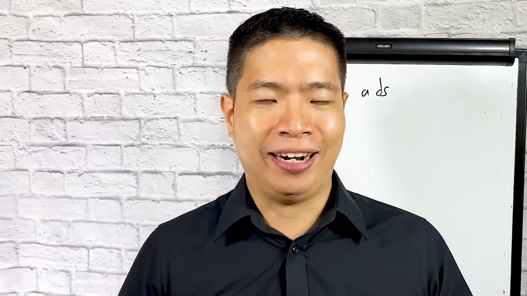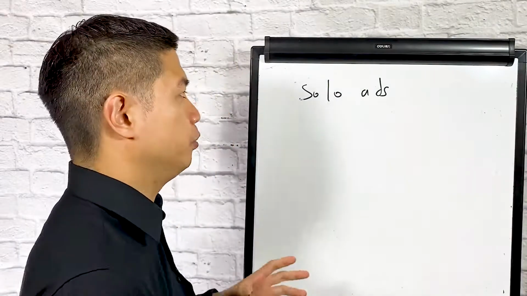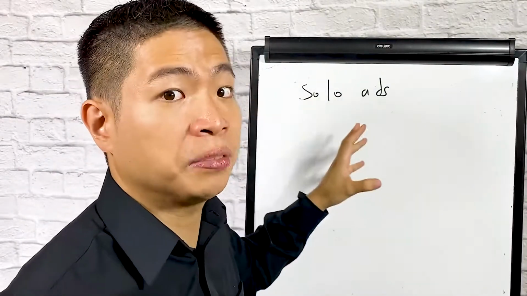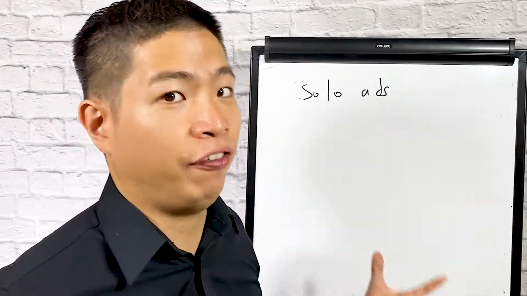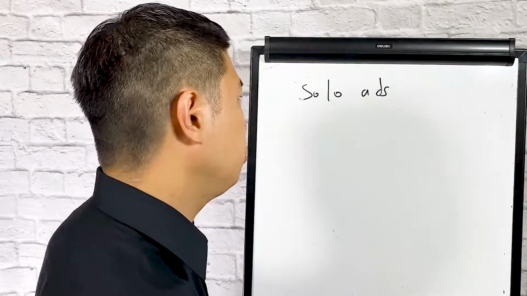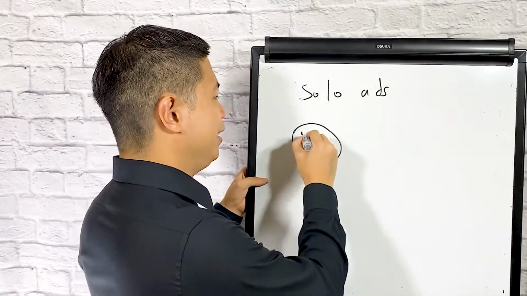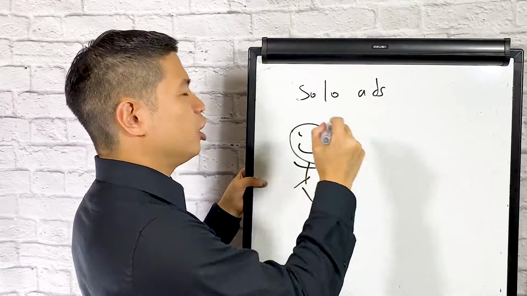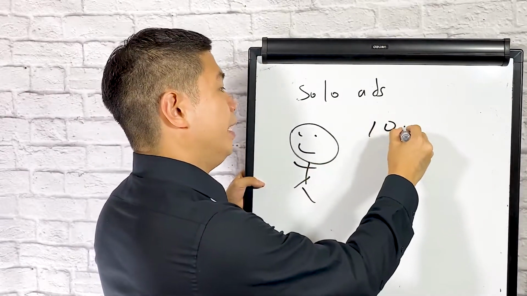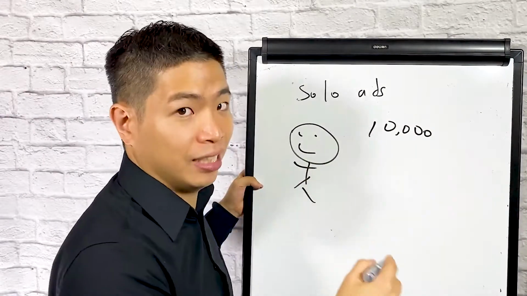And so what is solo ad and how does it work? Solo ad is what we call email endorsement ad. So let's say you've got a friend called John. John owns the email list. Let's say he has 10,000 subscribers.